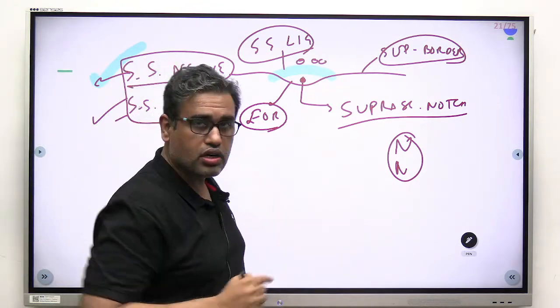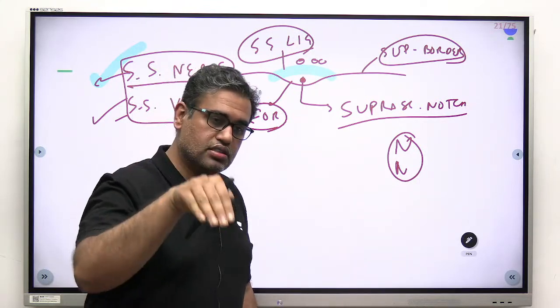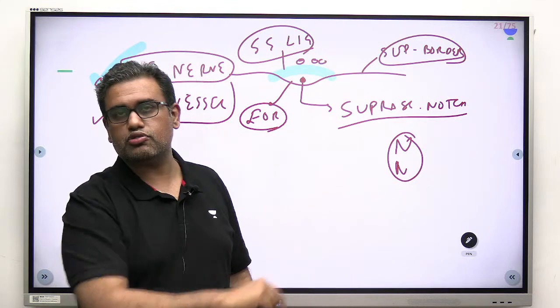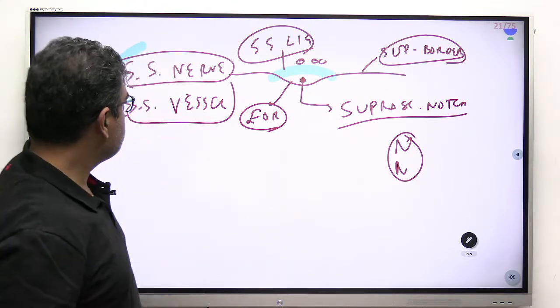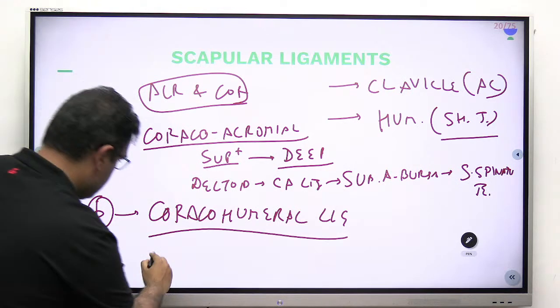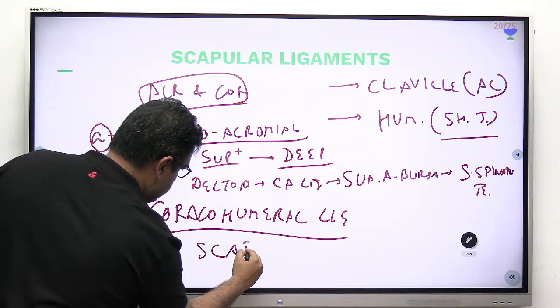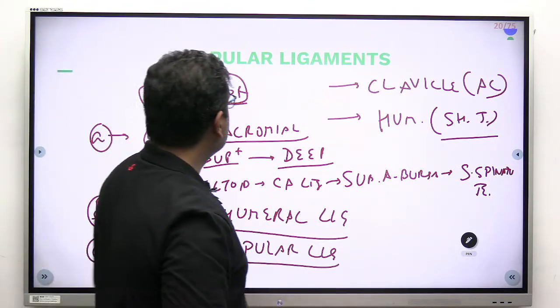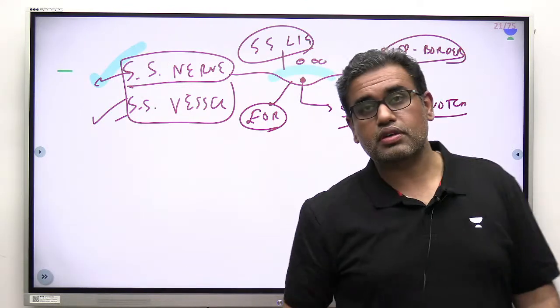So remember, that is also very important. Then it will pass through the supraspinatus via the spinoglenoid notch into the infraspinatus fossa. Okay, so that was our few ligaments. This is the transscapular ligament, and just write transscapular ligament over here. Major ligaments. So in the clavicle and the scapula, these are some of the major ligaments.